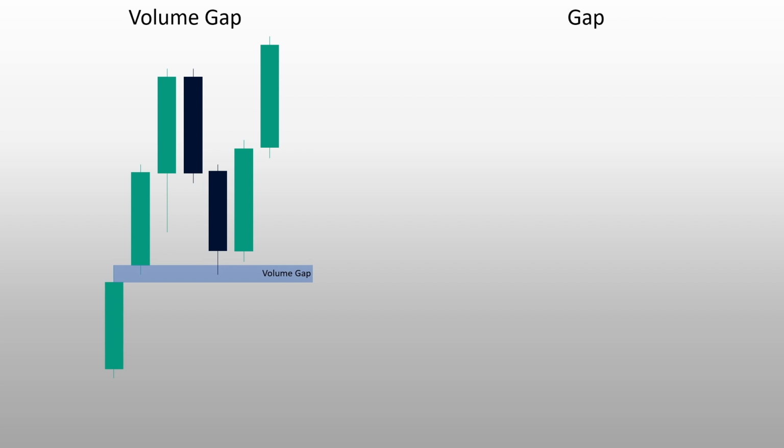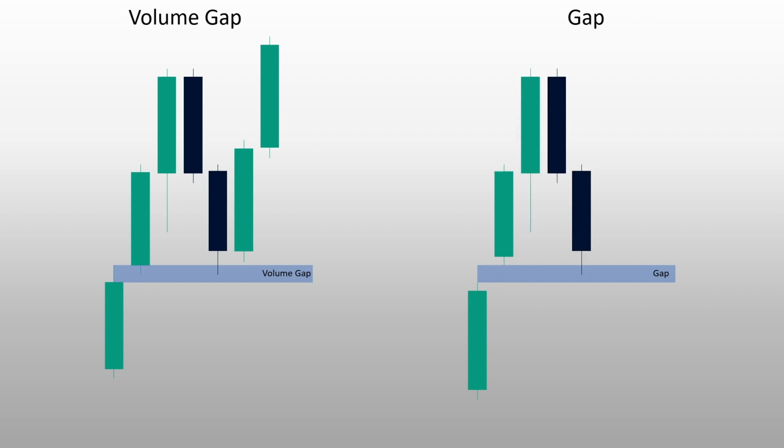Next, we have a simple gap. When there's a gap between both the wicks and the opening prices, it's called a simple gap. This also works just like a fair value gap. The market moves up, retraces, and then bounces from it. Let's move on to the main questions.